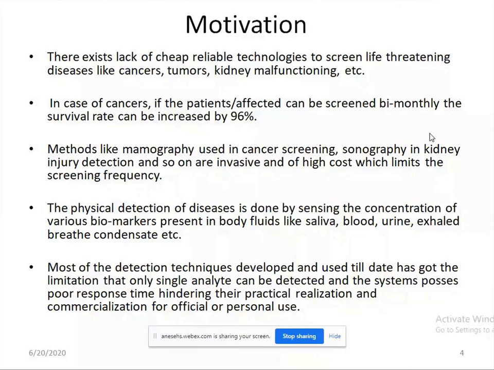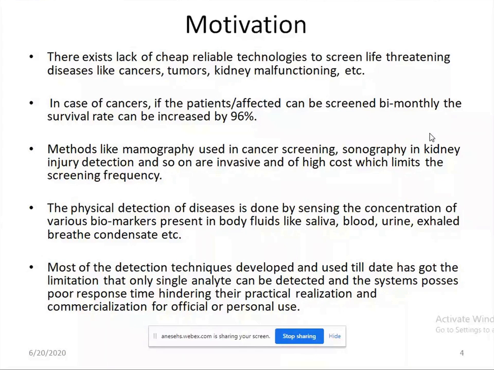If such a sensor is put forward, or such a product is developed as personal healthcare equipment, then the death rate from these diseases can be reduced by about 96 to 98%, and this was proved by the American Cancer Society.